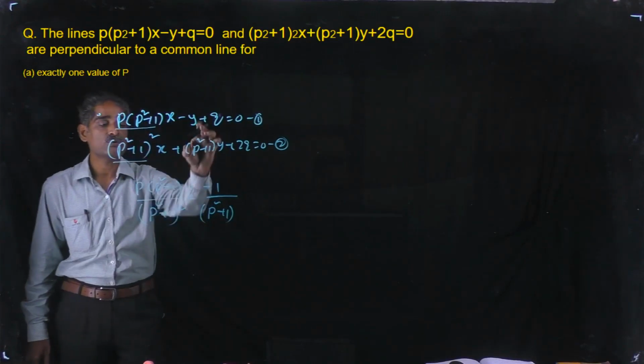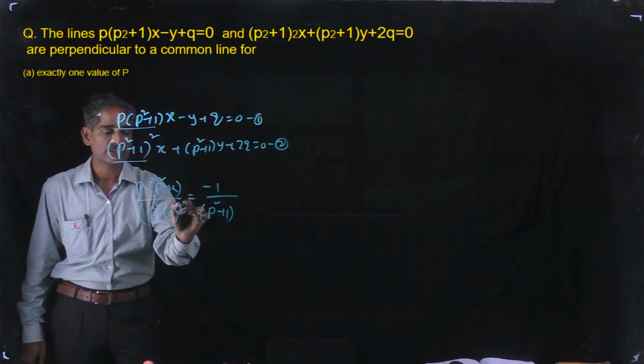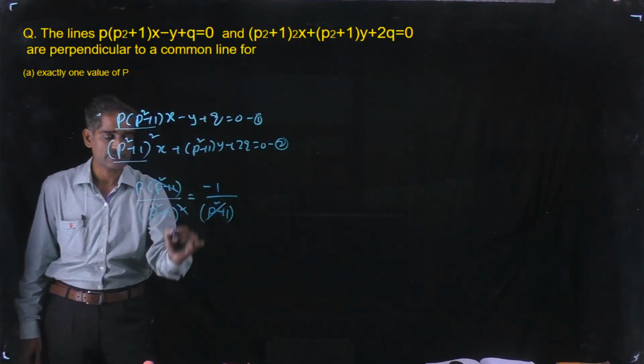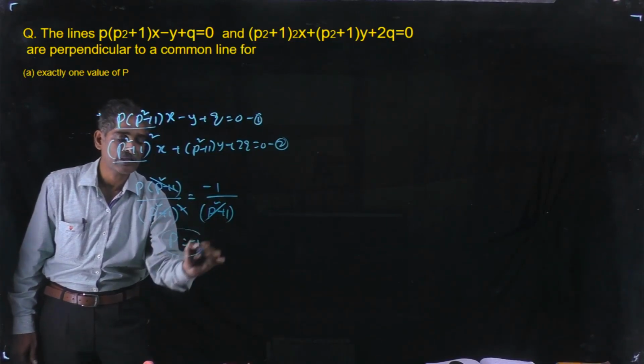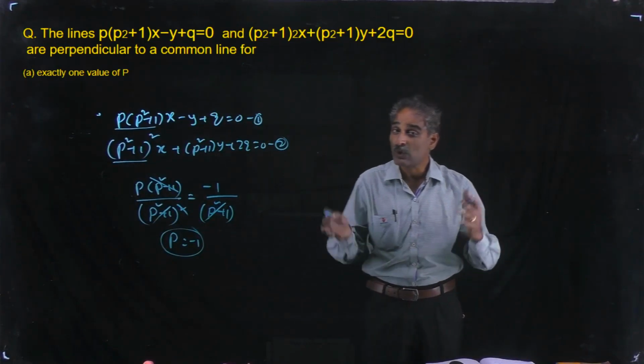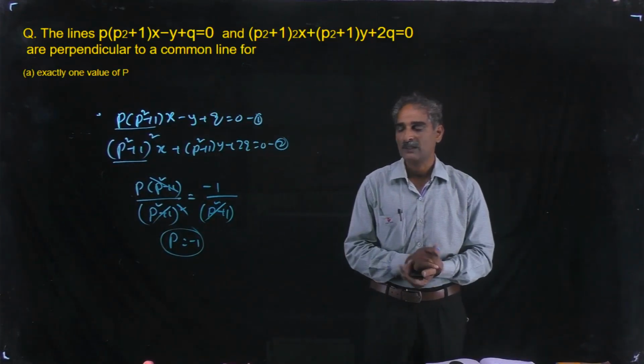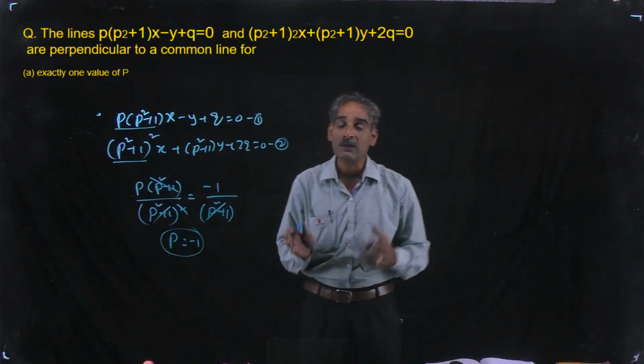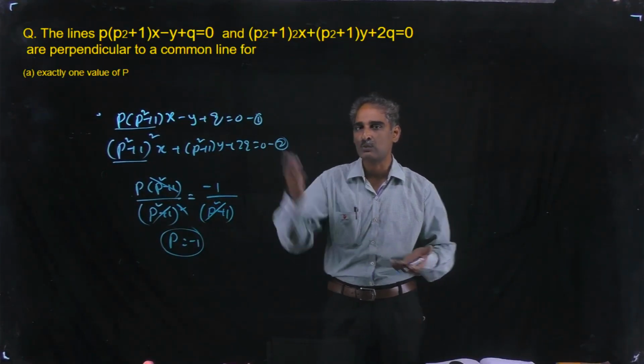A1 by A2 is equal to B1 by B2. Here this and this get cancelled, this and this get cancelled. We have only one value for P, that is P equal to −1. In this case, P has exactly one value, that is −1. At this value only, these two are perpendicular to a common line, that means these two are parallel.